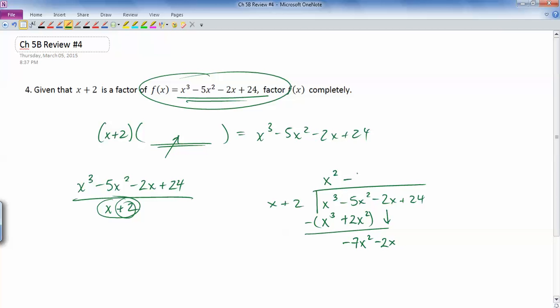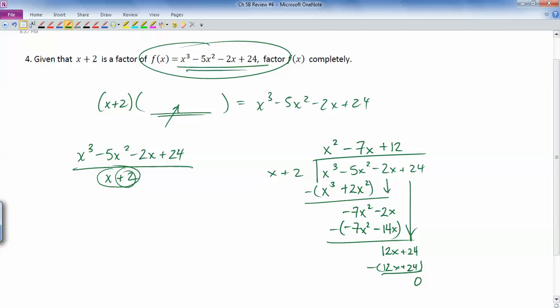So then I've got minus 7x, because negative 7x times x gets me negative 7x squared. And then negative 7x times 2 is minus 14x. And then I have to subtract the second from the first. So that's going to be 0. And then negative 2x minus negative 14x, so plus 14x, will be positive 12x. And then bring down the plus 24. Now I've got 12x plus 24. And if I subtract that, I get 0, which is good because you don't want a remainder. So I know now that this thing should be x squared minus 7x plus 12.